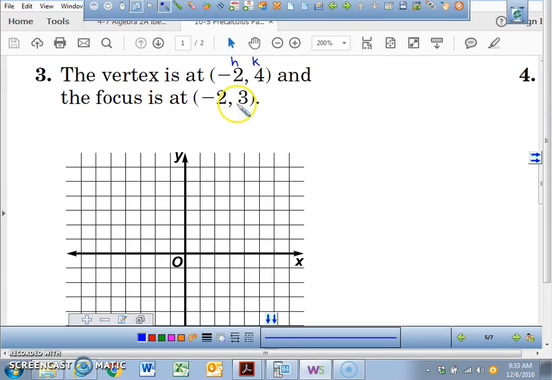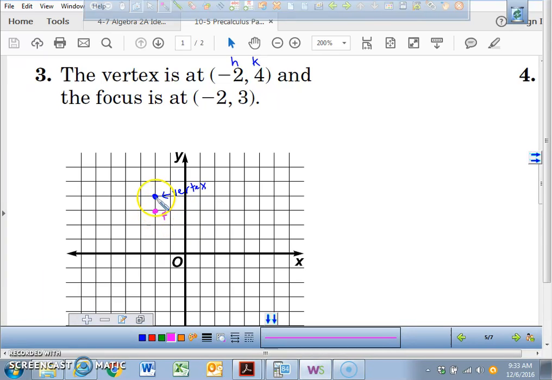All right, so the first thing you do is you plot the vertex at (-2, 4). So there's a point right here. You might want to label it on your paper. You know that's your vertex, which is your (h, k). Now the focus is at (-2, 3). Okay? So I'm going to call that F1 right there. All right, that's my focus.